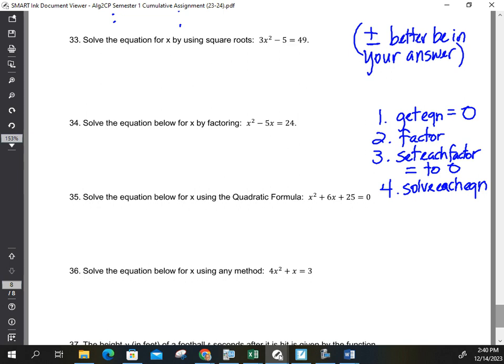So that's 35. Not 35, 34. I'll go back and put the section numbers in a second. 35 is going to get changed.